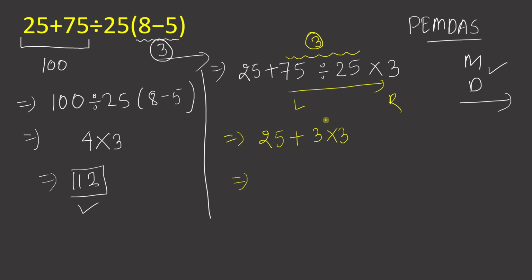Now multiplication has higher priority than addition. So we will multiply this. We will write 25 + 3 × 3. This will be 9. And 25 + 9, this will give the result 34.